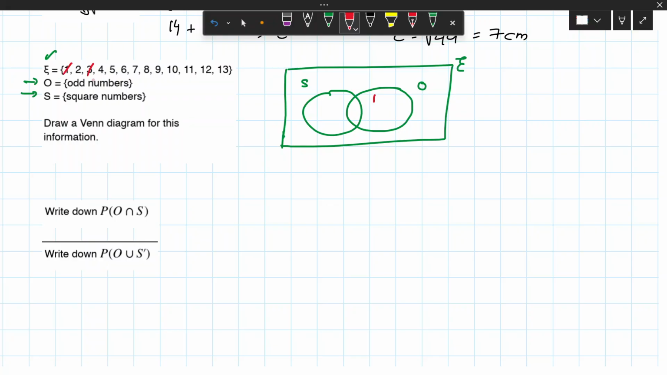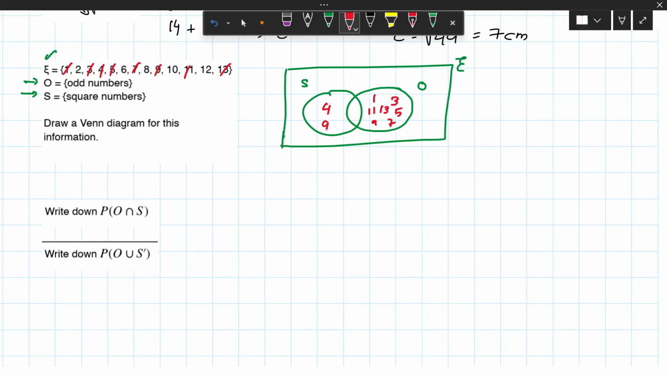1, 3, 5, 7, 9, 11, 13. Now let me put the other numbers, square numbers. 4 is a square number.